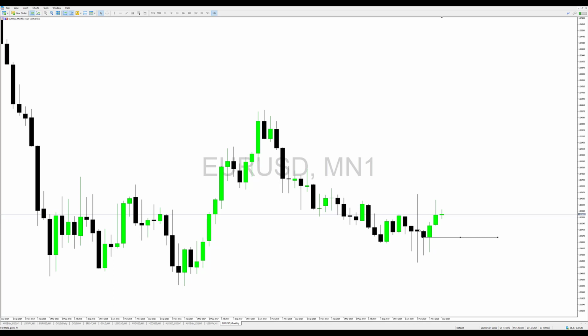Now if we look at this structure here, we had this up candle here, but you can clearly see it was broken here, right? So now this becomes our bearish order block on a monthly chart, and the closing price is 1.12333. Right, that is going to be a very important level to take note of.